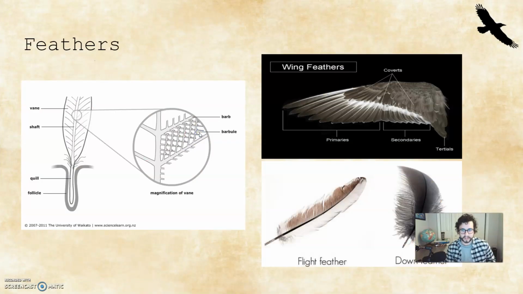Feathers are also going to exist for flight, but there's also going to be down feathers which are used for warmth. And there are many different kinds of flight feathers that exist on the wing that are all going to work together to help create a really good aerodynamic shape.